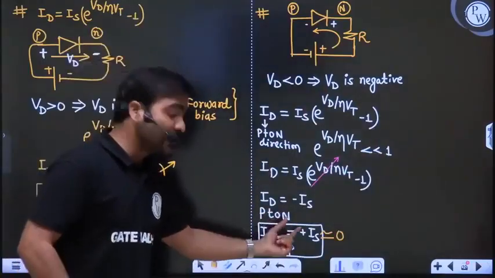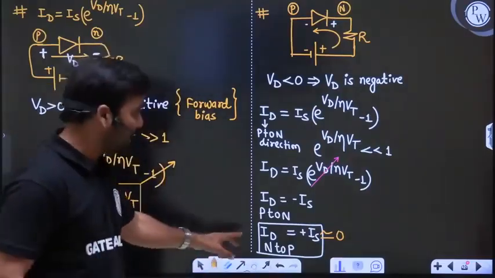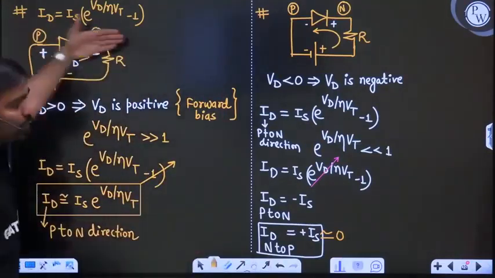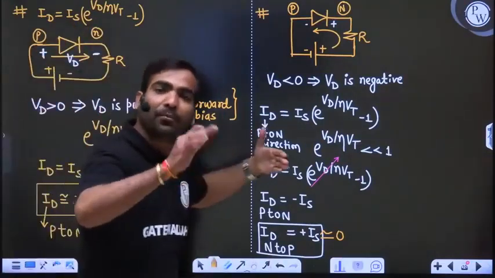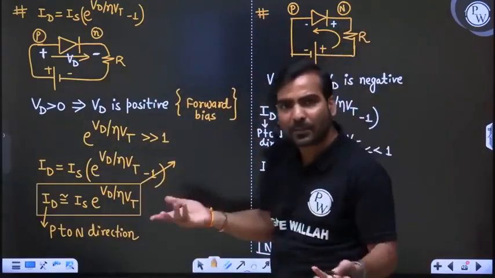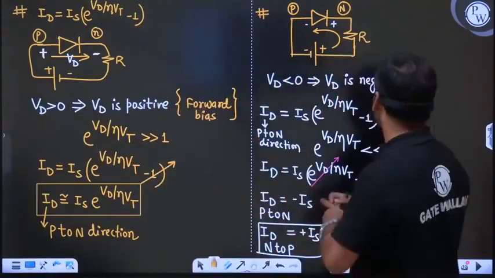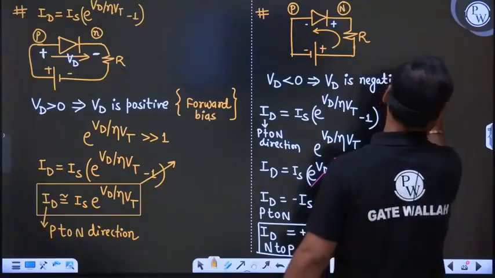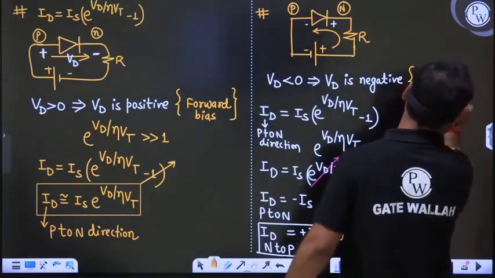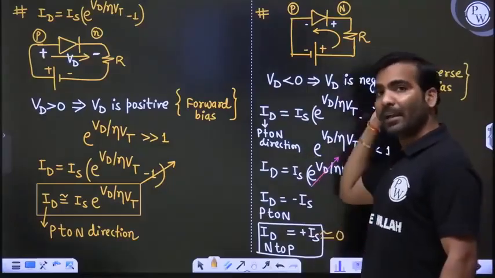Like that, this Is is negligible compared to forward bias current. This case is reverse bias, because in the other case the direction of current is P to N and we call it forward bias. In this case current direction is N to P, so obviously we have to give some name opposite to this. This is forward bias, hence this is known as reverse bias. So in reverse bias, Is current is flowing, and its direction is from N to P.